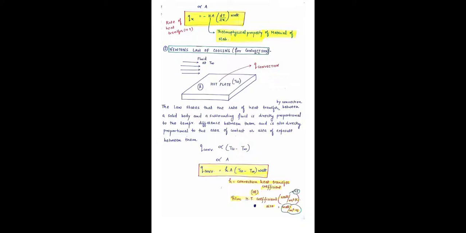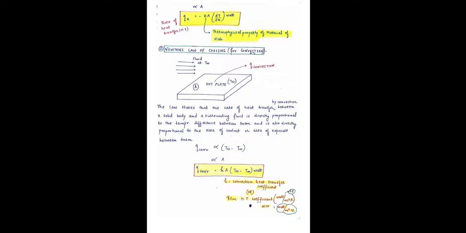h is the convection heat transfer coefficient and its unit is watt per meter square Kelvin or watt per meter square degree centigrade. Friends, k is the thermal conductivity and it is a material property, but h is not a property of the material; it depends upon some of the thermophysical properties of the fluid, like density, specific heat, thermal conductivity, and viscosity.